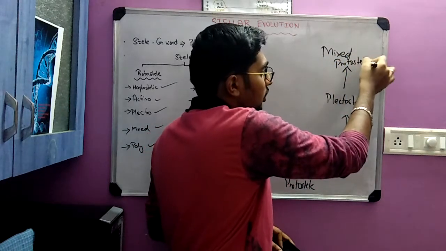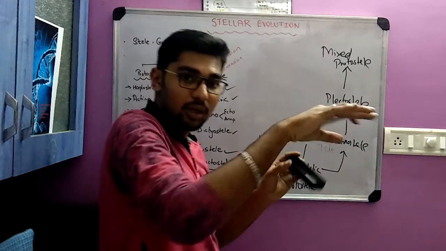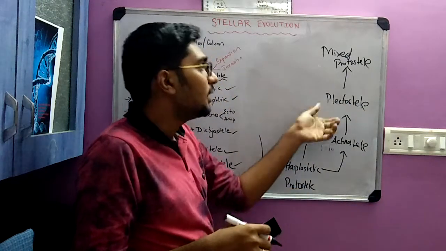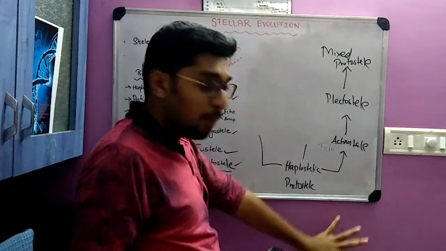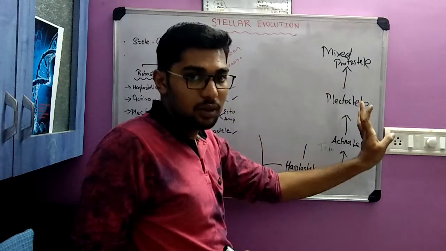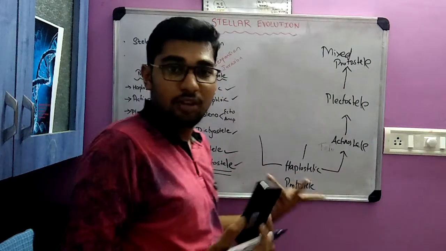Plectostele gave rise to the most evolved complex type called mixed protostele, because the plates are broken and dispersed or scattered. So it is mixed protostele. This is the first line of evolution. There is no pith anywhere. It is called non-medulated stele. That is nothing but all the types of protostele.